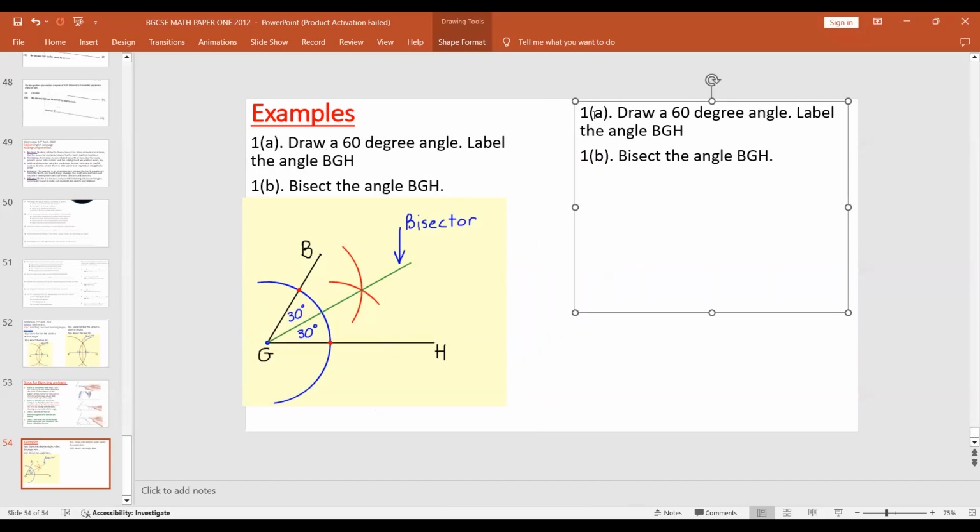All right, number 2. Number 2A and number 2B. Next thing we want to do is we want to construct, let's do 80-degree. Not construct, draw. We're going to draw an 80-degree angle. Label it. Let's label this one ABC. And then we want to bisect the angle ABC. Again, we want to bisect the angle ABC.